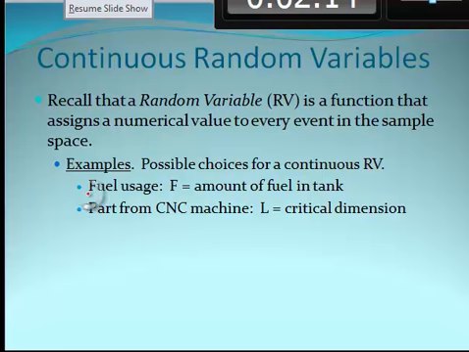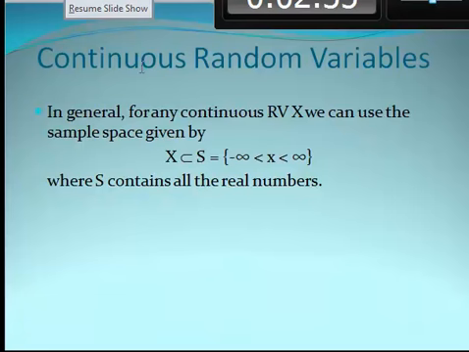Possibilities include things like fuel usage. That could actually be not a discrete value of 1 gallon, 2 gallons, or whatever. It can be 1.1111. And also parts from CNC machines, that again could be many different values. In general, for any continuous random variable x, we can use the sample space given by minus infinity to plus infinity, where that sample space contains all the real numbers.